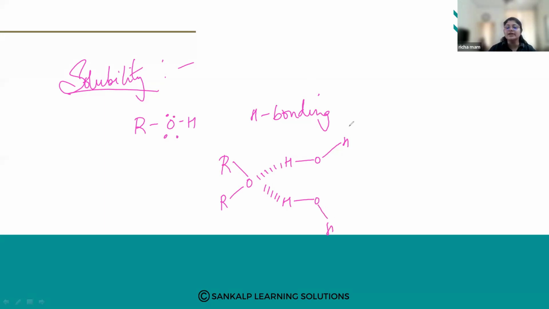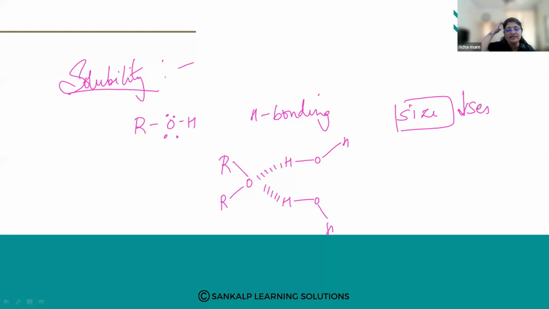What will happen to the solubility? The solubility will go on decreasing from lower members to higher members. Why? Because as the number of carbon atoms increases, the size of the alkyl group increases, and then there will be steric hindrance. Because of that, the tendency to form hydrogen bonding will go on decreasing.